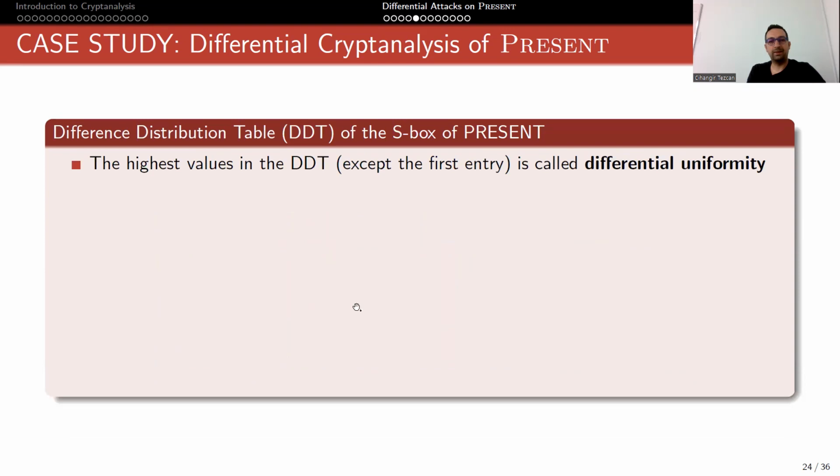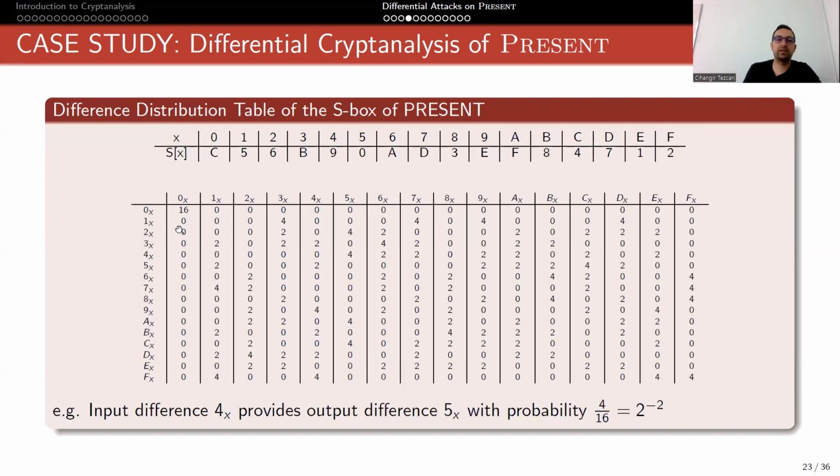So let me give an example with PRESENT, but before that I will give some information about the DDT. The highest value in the DDT, except the first entry, is called differential uniformity. By "except the first entry," I mean this: if you introduce 0 difference, then the output also has 0 difference. This is why it is 16 and all zeros here.